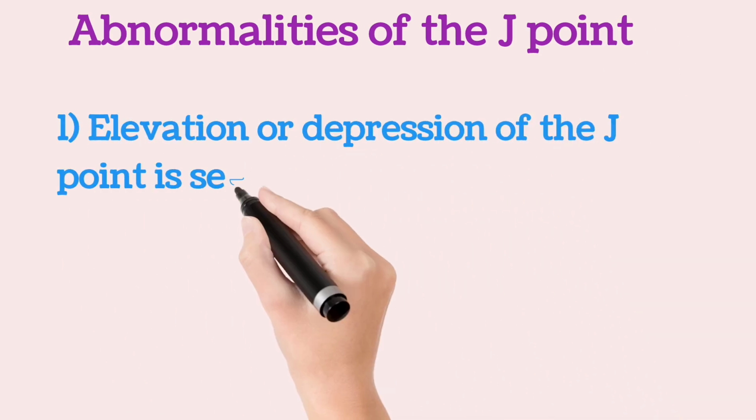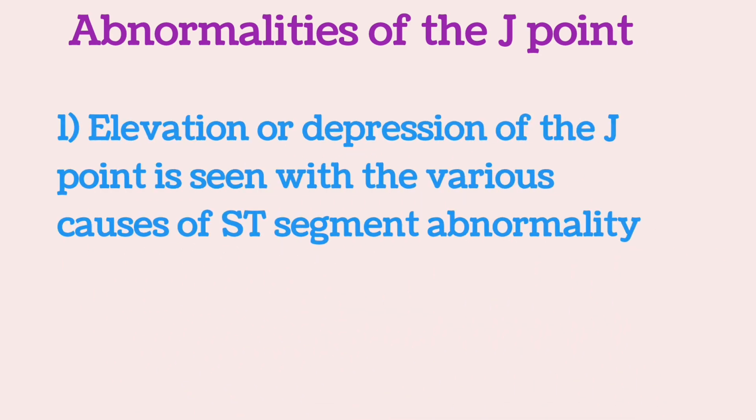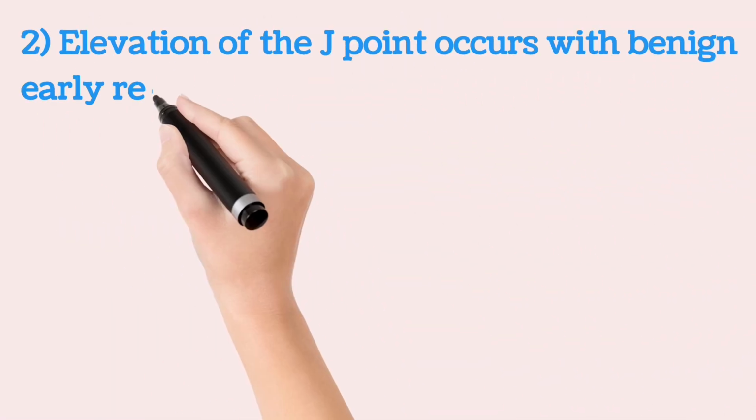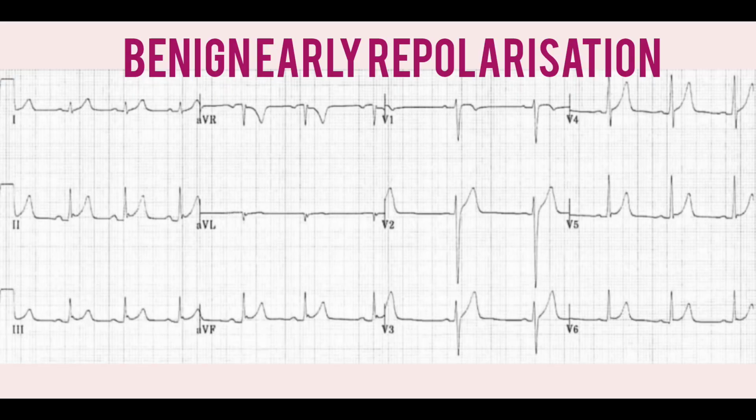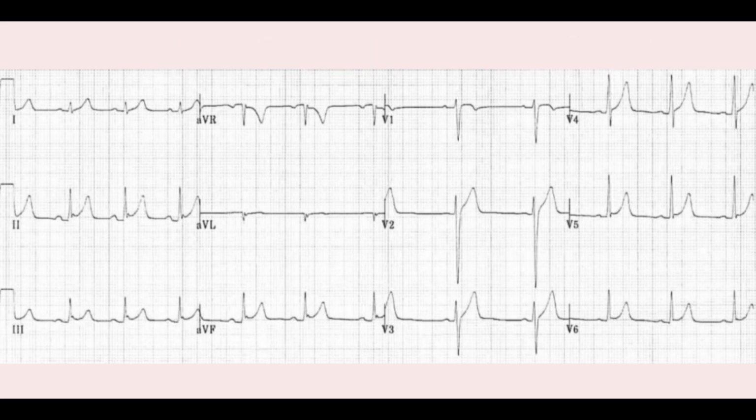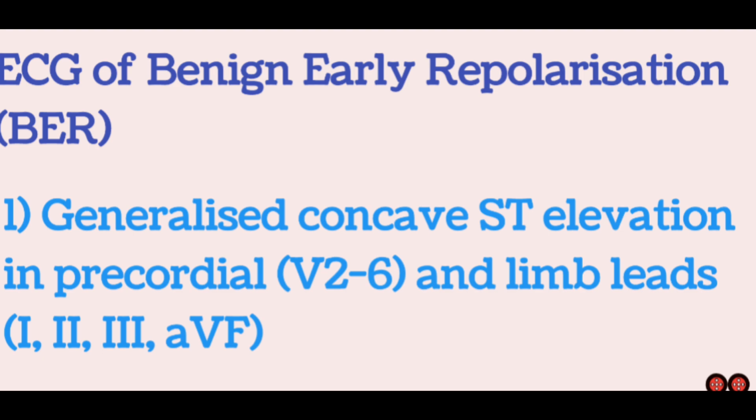Abnormalities of J point. Elevation or depression of the J point is seen with various causes of ST segment abnormalities. It may be elevated as a result of injury currents during acute myocardial ischemia or pericarditis, as well as in various other patterns of both normal and abnormal ECGs. Elevation of the J point occurs with benign early repolarization. Benign early repolarization producing widespread ST segment elevation is commonly seen in young and healthy patients less than 50 years of age. It may mimic pericarditis or acute MI.